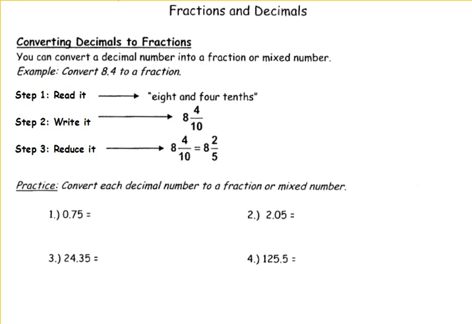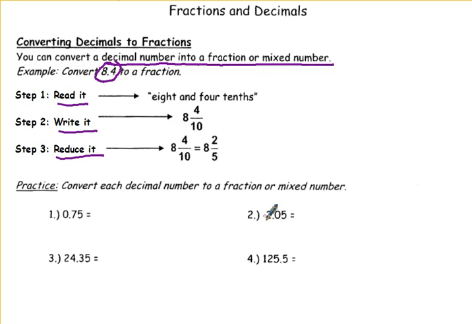Converting decimals and fractions. You can convert a decimal number into a fraction or a mixed number by read it, write it, reduce it. For example, 8.4, converting it to a fraction, first read it, 8 and 4/10. Write it just like you heard it, 8 and 4 over 10, and then reduce it. 4/10 reduces to 2/5, so 8 and 4/10 reduces to 8 and 2/5.